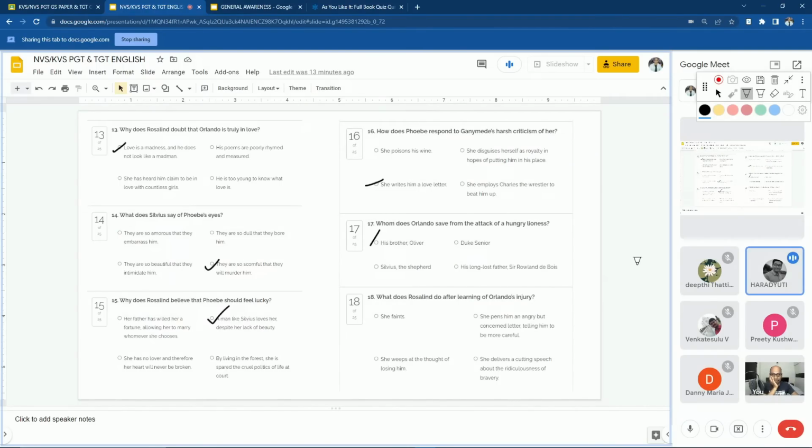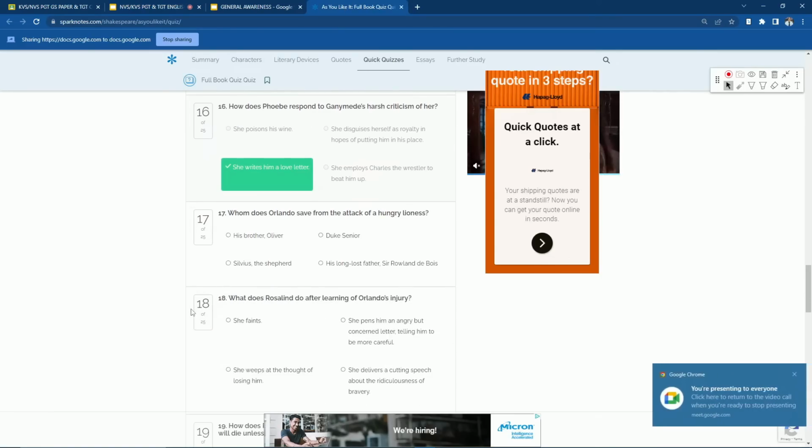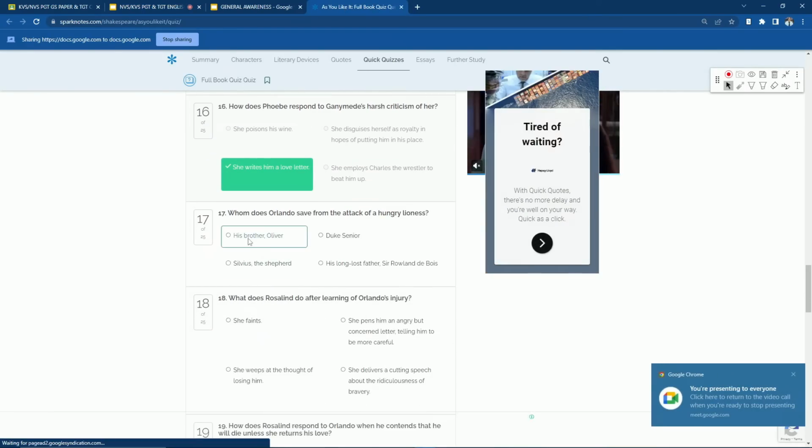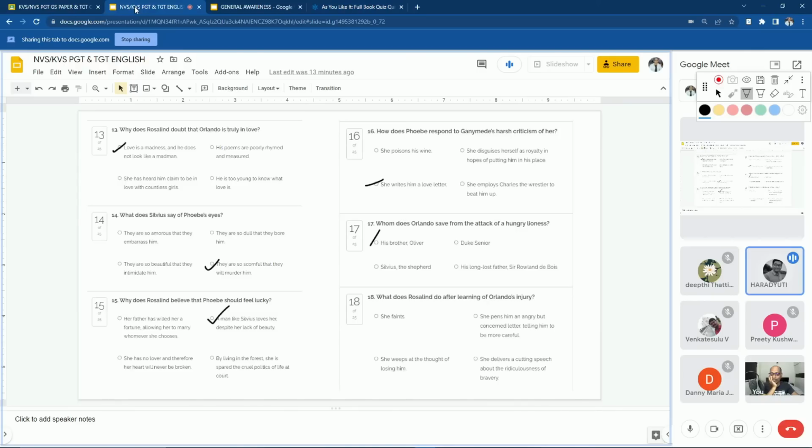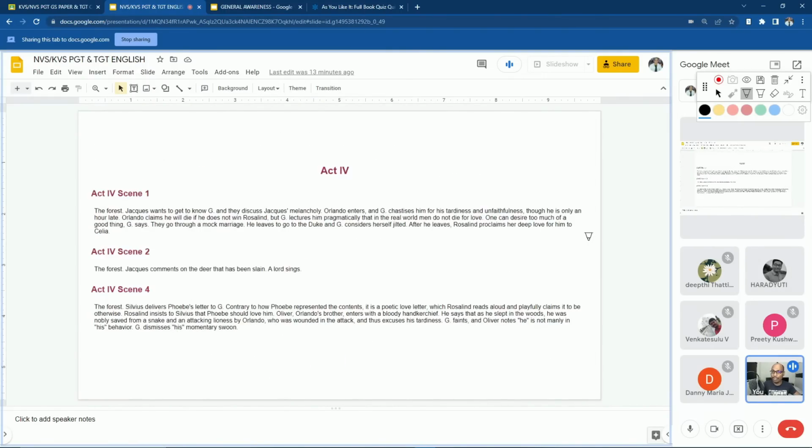What does Rosalind do after learning of Orlando's injury? She writes him an angry but concerned letter telling him to be more cheerful. She wishes at the thought of losing him. She delivers a cutting speech about the ridiculousness of bravery. I think it will be the first answer. She faints. Correct. Okay, so these are the few questions from this play, As You Like It.